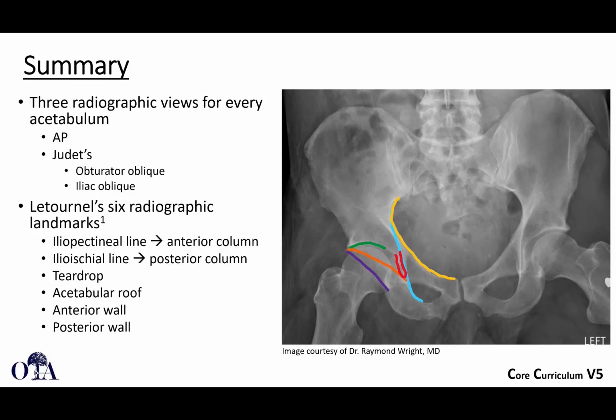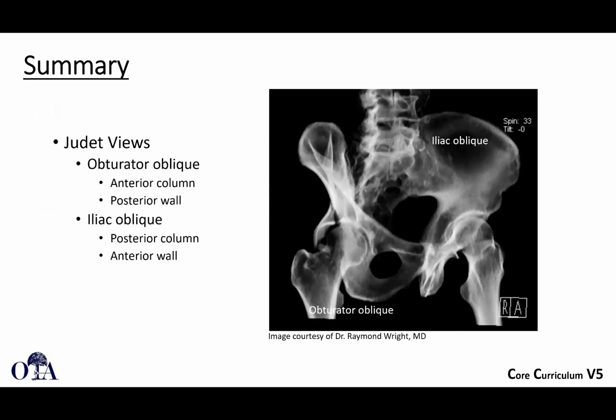So in summary, the three radiographic views for every acetabulum are your AP and your two Judet views, and you're going to look for these six radiographic landmarks as outlined here, going back to our first video. On the obturator oblique view, you're looking at the anterior column and posterior wall. On the iliac oblique view, you're looking at the posterior column and anterior wall.